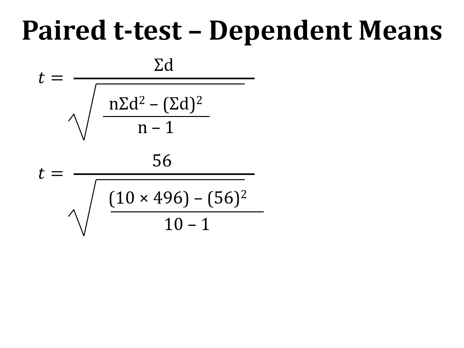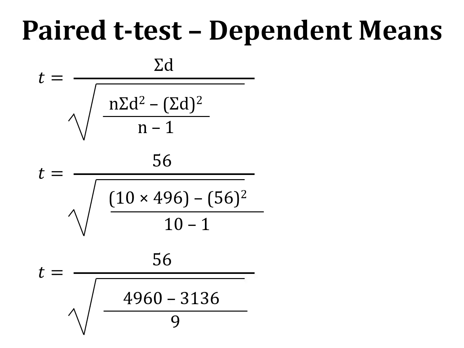So we have 56, which is summation d, and then we have 10, which is the number of pairs, and then we have 496, which is the summation of individual differences and their square values. And then we have 56, which is the square value of the sum of the differences. Then we have 10 minus 1. So we have 56, and we have 4960 and 3136, which is the square of 56, and we have 9, which is 10 minus 1.